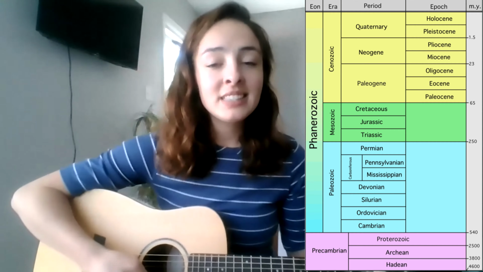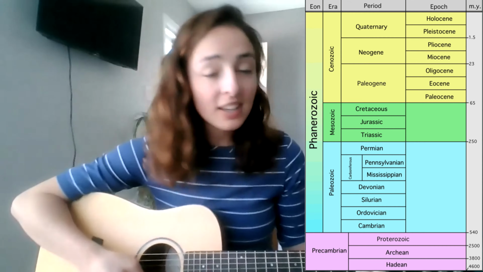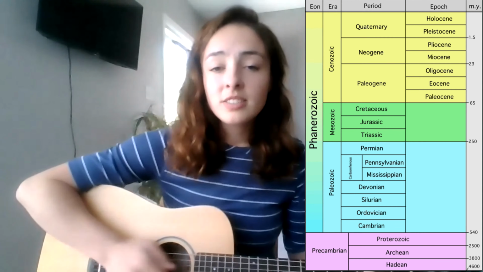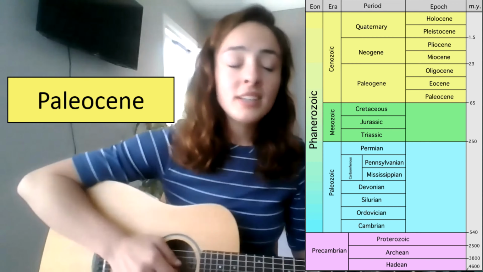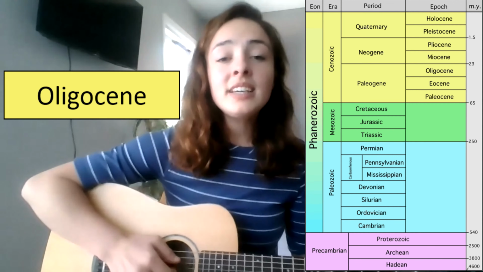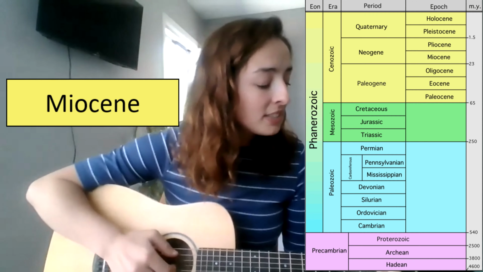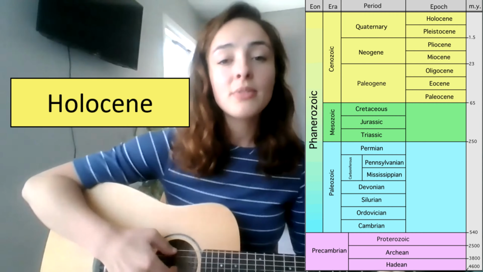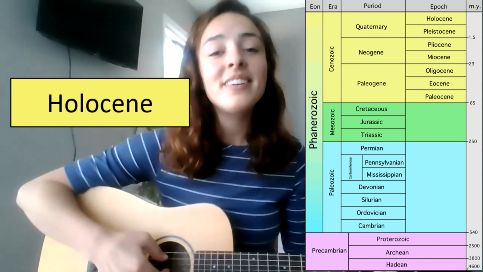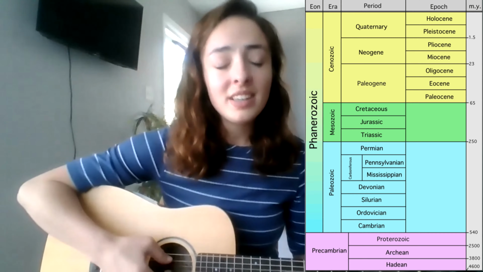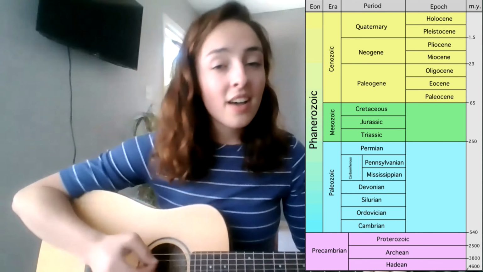Now the Cenozoic era starts with the Paleocene, then Eocene, Oligocene, then the Miocene, and Pliocene, and Pleistocene, then Holocene, which is where we're at right now. Oh, that's the Cenozoic era.